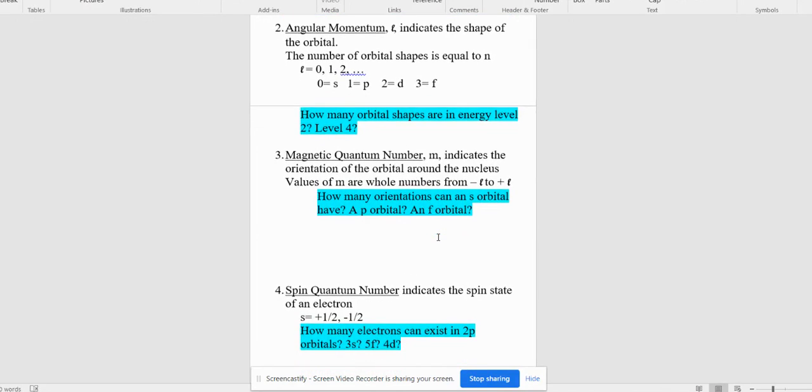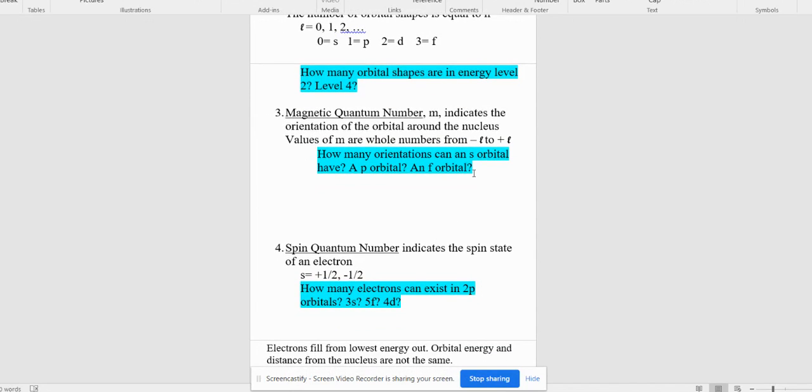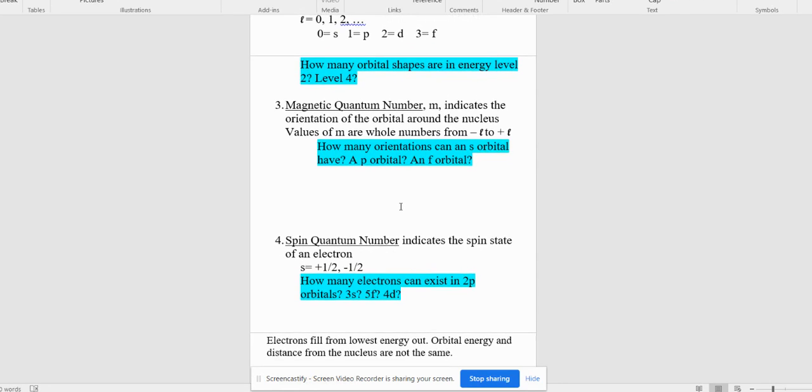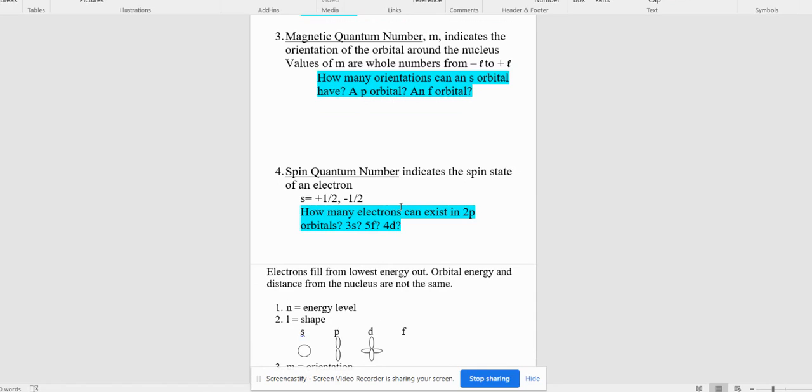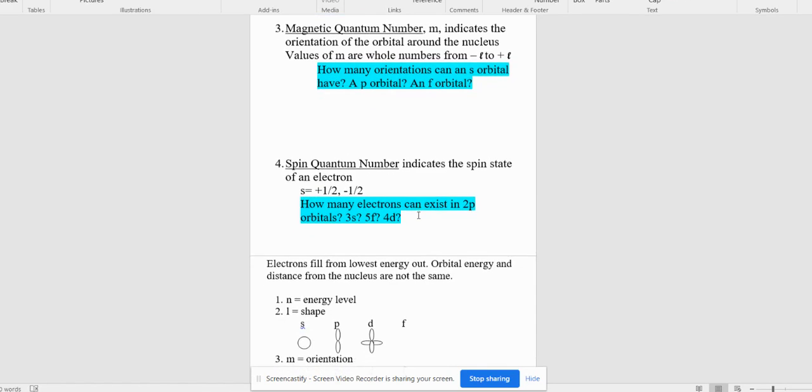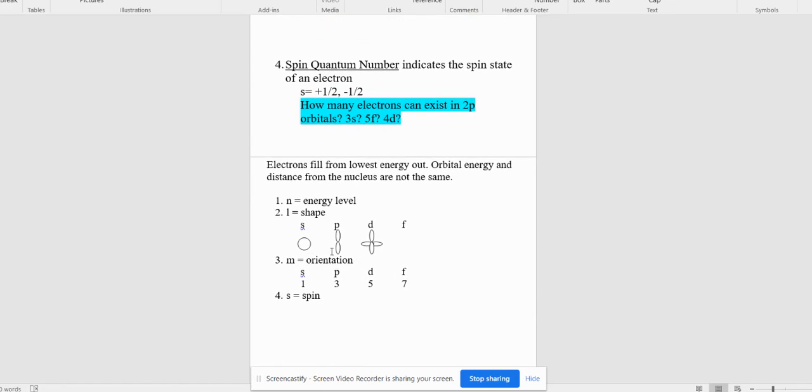Okay, how many orientations can the s orbital have? We just said the p orbital has 3. The s orbital is just 1 because it's a sphere, so no matter how you rotate it, it's going to look exactly the same. And then the f orbitals are really strange. You just kind of have to remember that there are 7 of those f orbital orientations, and for d orbitals, there was 5 orientations. Okay, and then lastly, spin. What you need to know is one is going to be spin up and one is going to be spin down, and that's it.